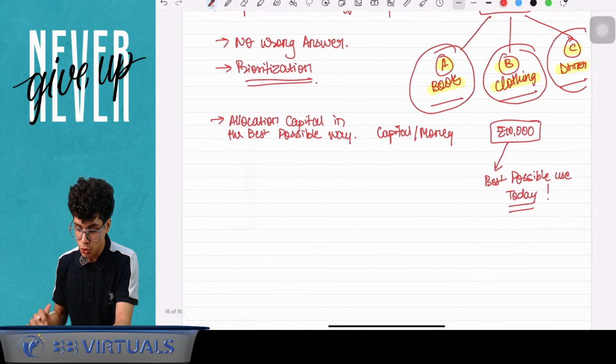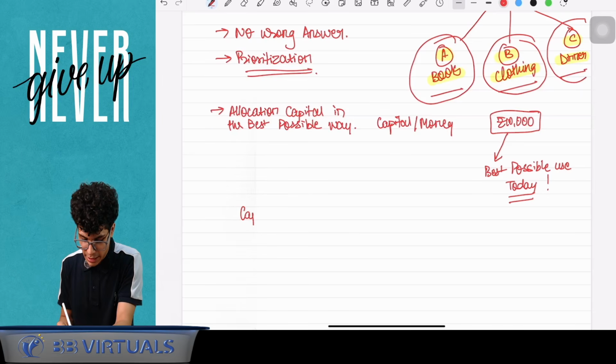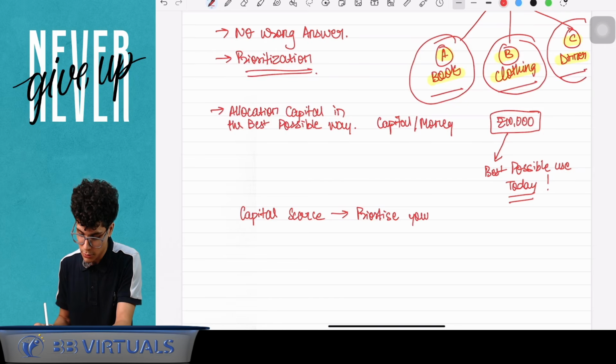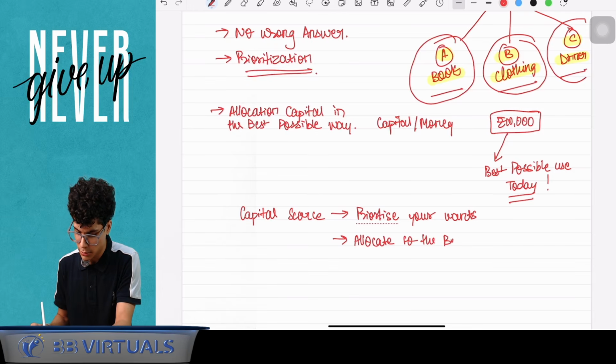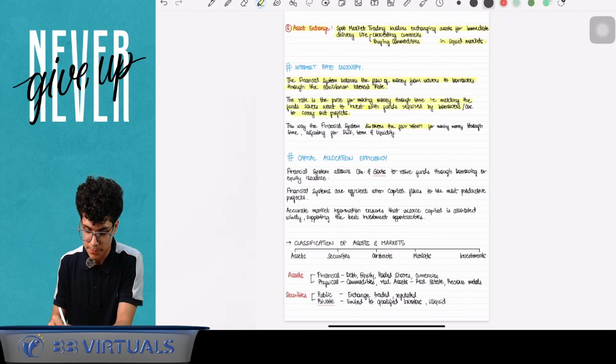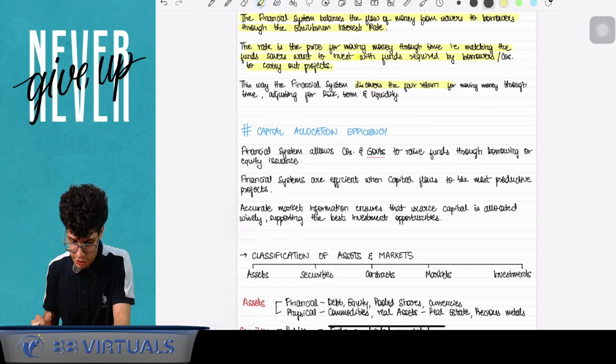है ना? So the most important thing is where we have a capital crunch or where capital is scarce, the best is to prioritize your wants. Prioritize your wants बोले तो to allocate to the best possible alternative available. ठीक है सर. Let us read this through the notes एक बारी. What do we mean by capital allocation efficiency?